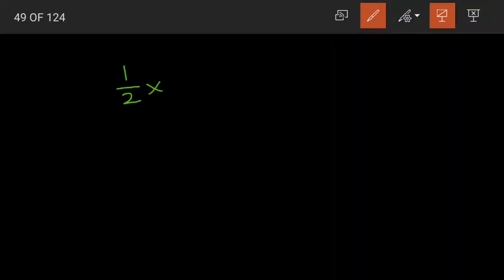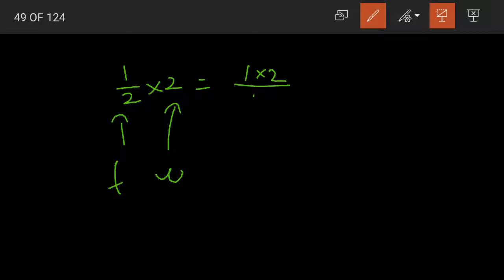1 by 2 into 2. Now here we are multiplying what? We are multiplying a fraction and a whole number together. How will we multiply? We'll just multiply the numerator with the whole number and then write the denominator.